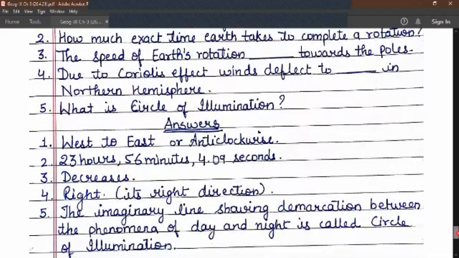So the answers to the above questions are: first, west to east or anti-clockwise. Number 2, 23 hours 56 minutes 4.09 seconds. Number 3, decreases. Number 4, right, towards the right direction. Answer 5, the imaginary line showing demarcation between the phenomena of day and night is called circle of illumination.